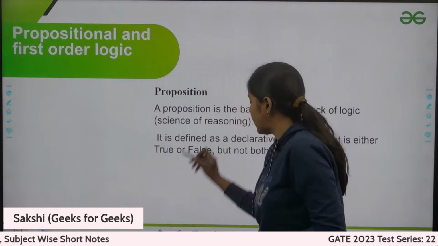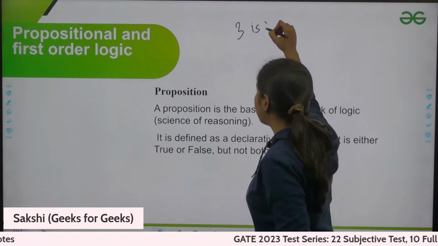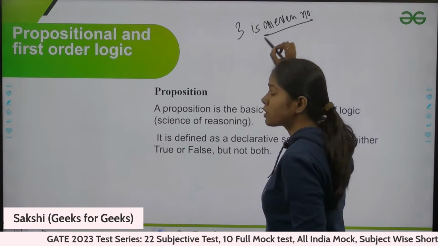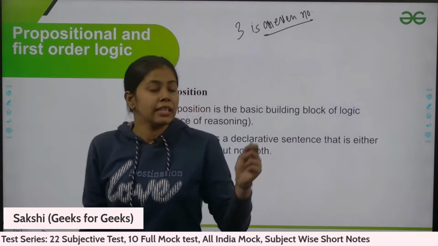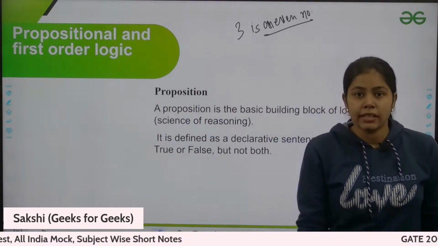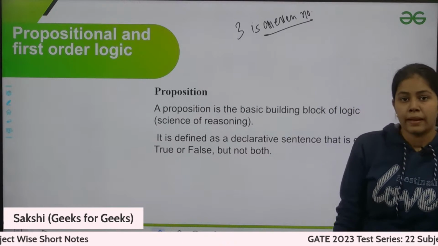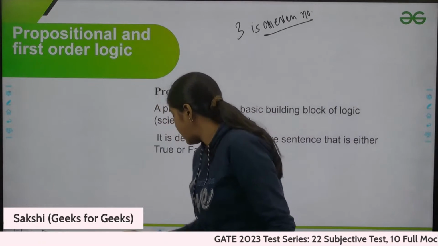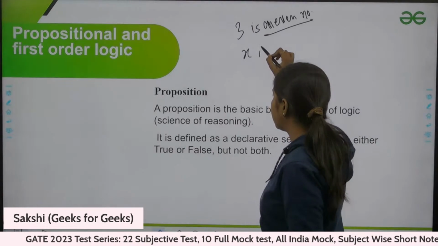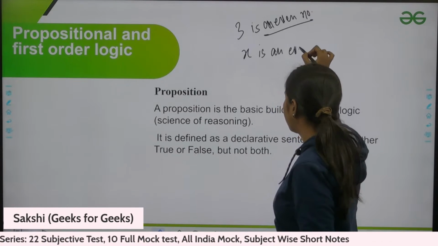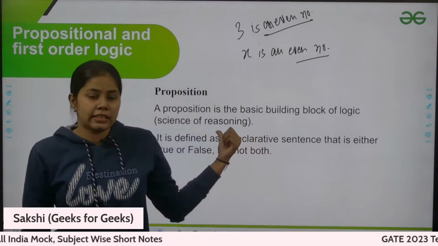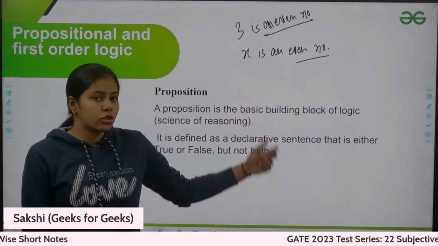Let's suppose I say 3 is an even number. This is a proposition, right? This is a false statement, but it is a proposition because I can give a truth value to this statement, either true or false. Similarly, let's suppose I say x is an even number. Now I do not know what x is here, right? I cannot say that this is a true statement or a false statement. So this is not a proposition.